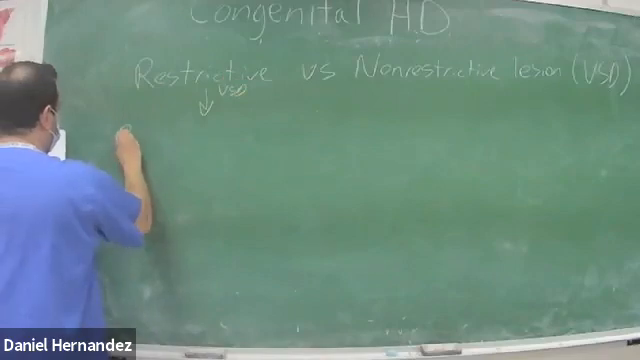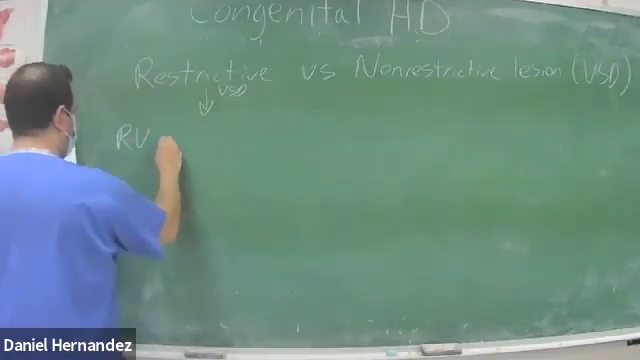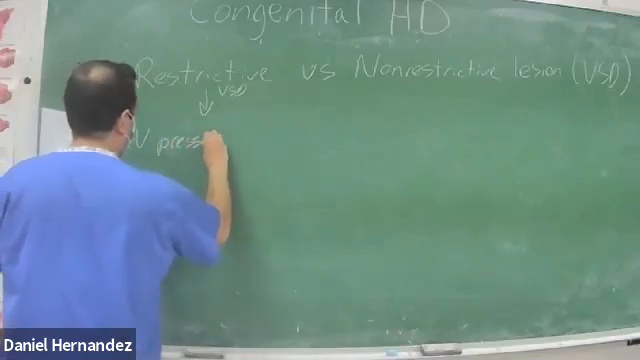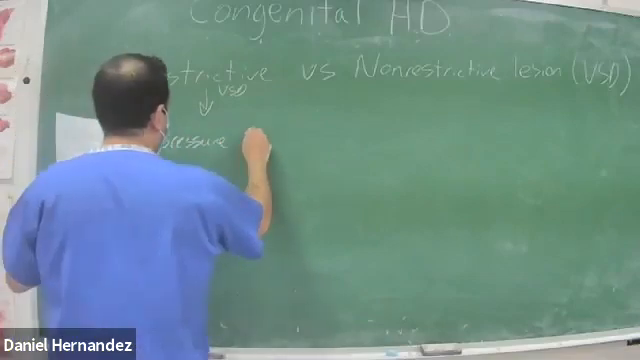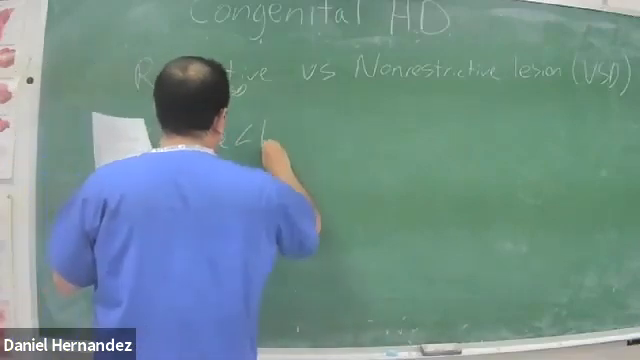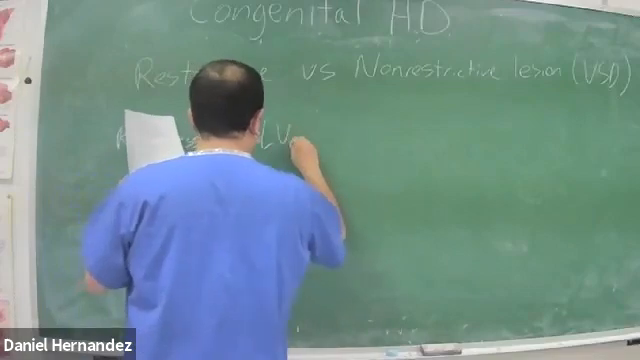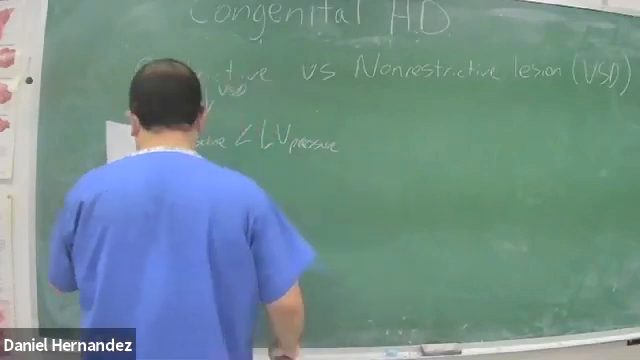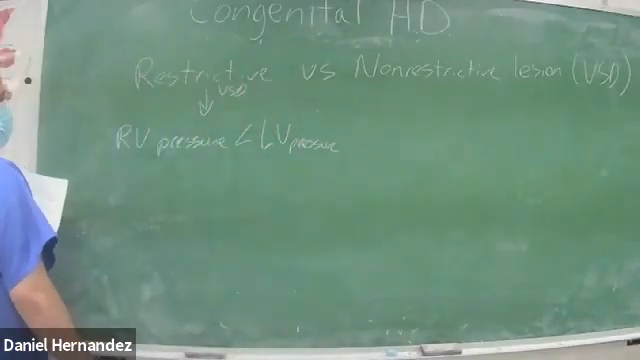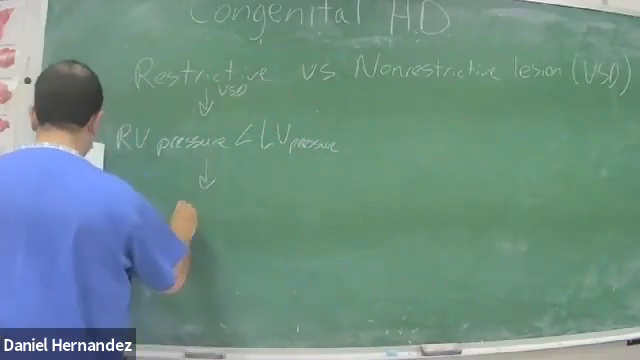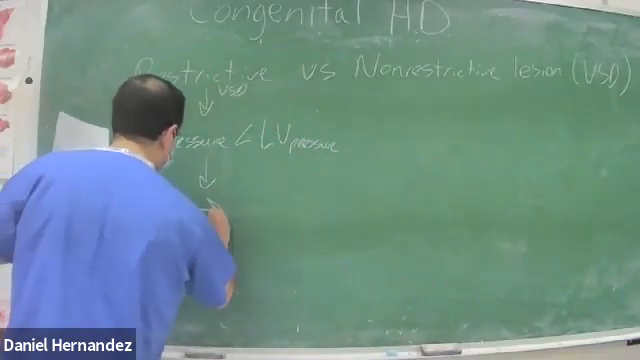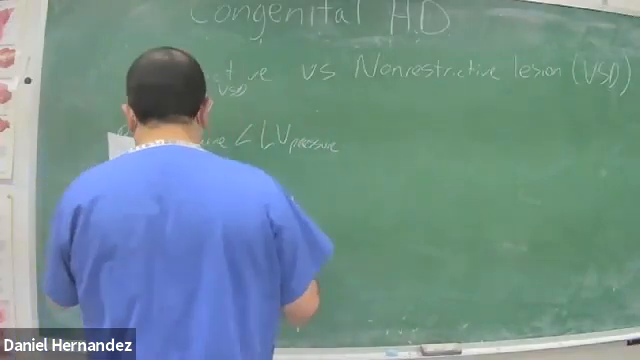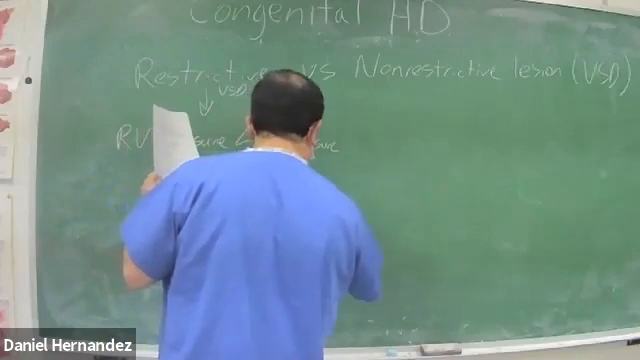We have RV, right ventricular pressure, is less than left ventricular pressure. This is going to lead to a left to right shunt. And this is seen with small defects.